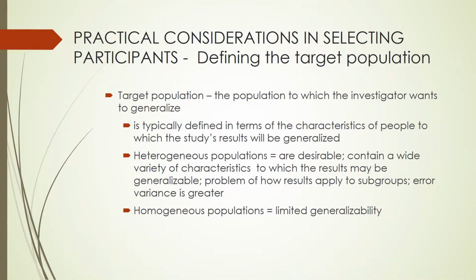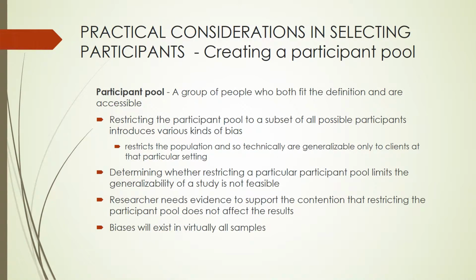Target population is typically defined in terms of the characteristics of people to which the results of the study will be generalized. Heterogeneous populations contain a wide variety of characteristics to which the results may be generalizable. Homogeneous populations have limited generalizability. The participant pool consists of people who fit the definition and are accessible.